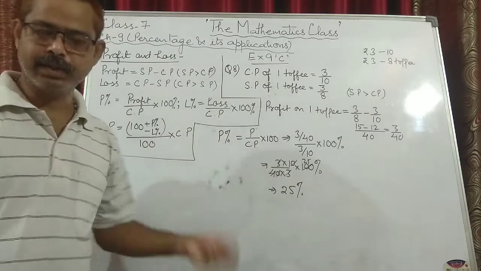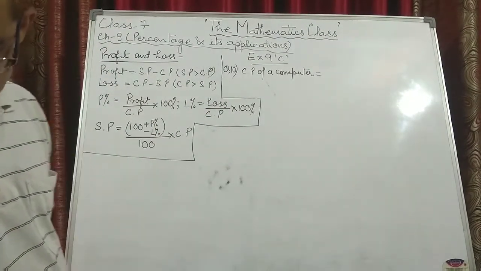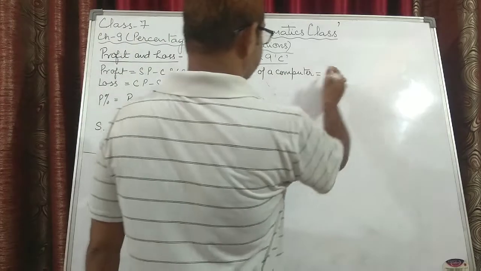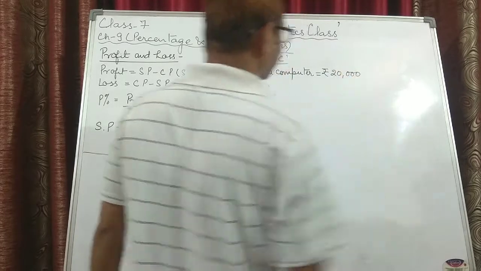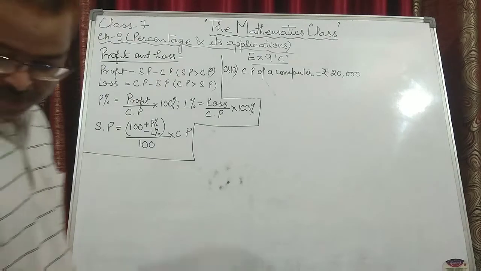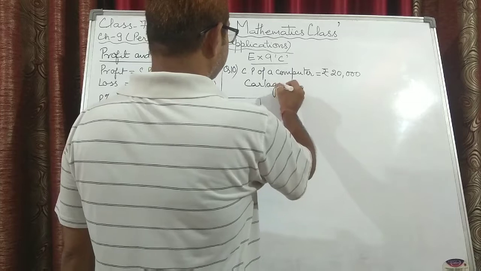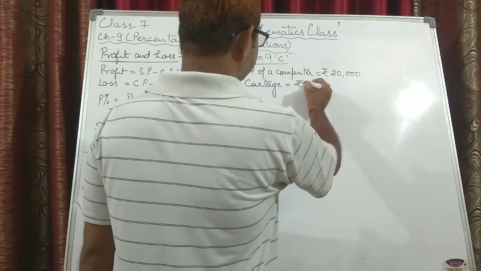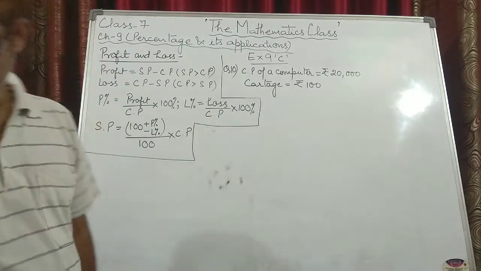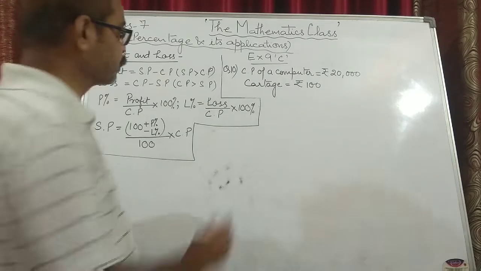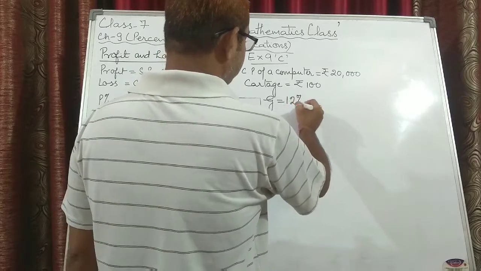Now we move on to the 10th question. Question number 10 says a shopkeeper bought a computer for rupees 20,000. It means the cost price of the computer is rupees 20,000. He spends rupees 100 on cartage. Cartage means carrying or moving from here and there. He sold it at a gain of 12%. You have been given gain in the form of percent, and that is 12%.